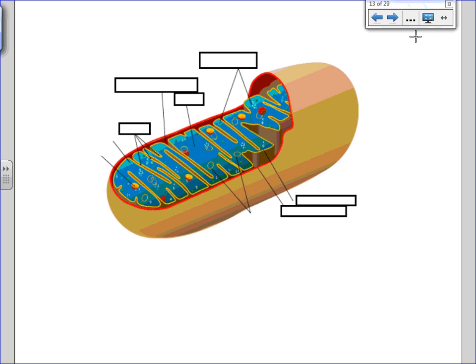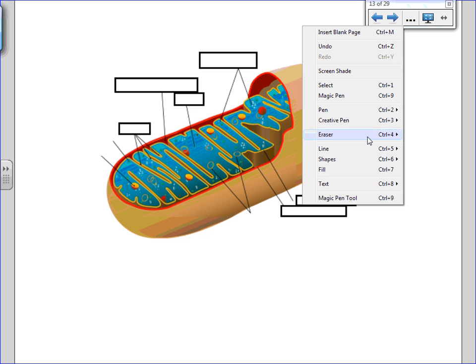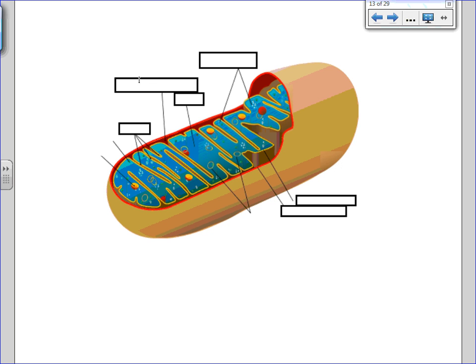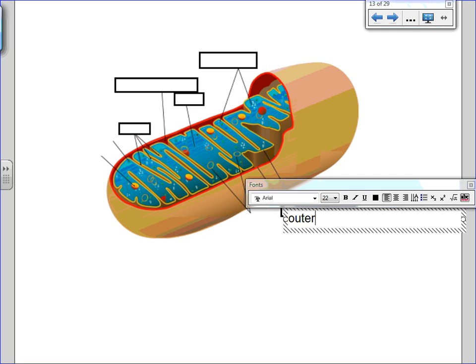You will be given a diagram so that you can label these yourself. But I'll label them with you in case you're referring back to it. Let's see. This one is pointing to the outer membrane.